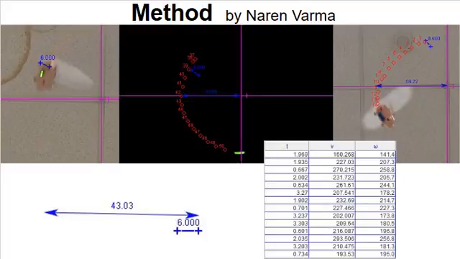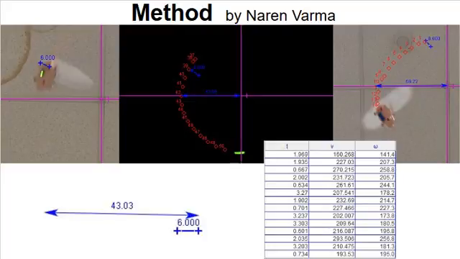Next, we went to Tracker's analysis table and found its values for velocity and angular velocity. After averaging the many values we got, we divided the 2 final velocities to get the radius. We used this data to make a theoretical graph.